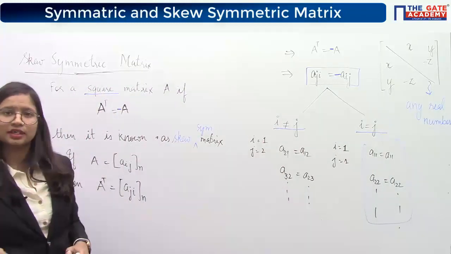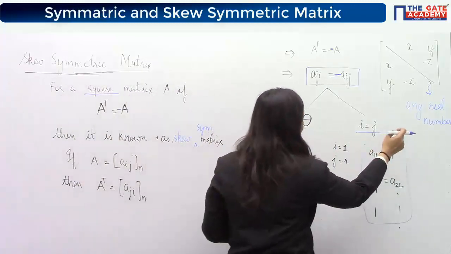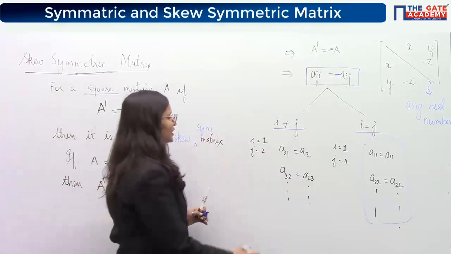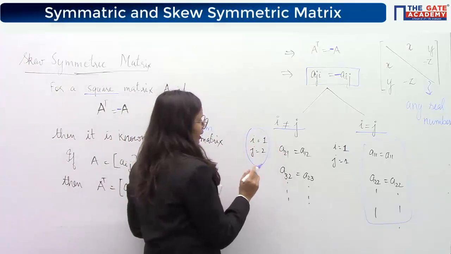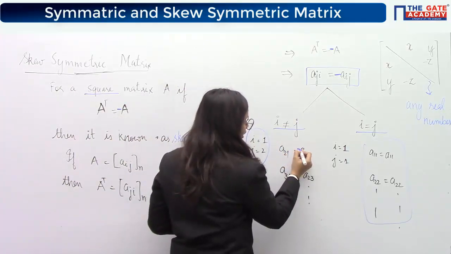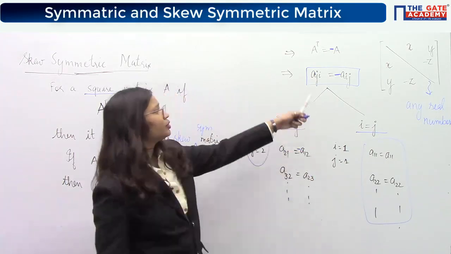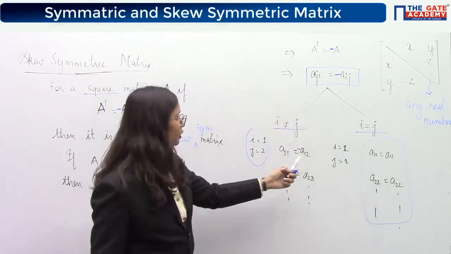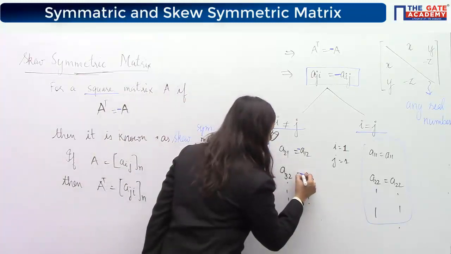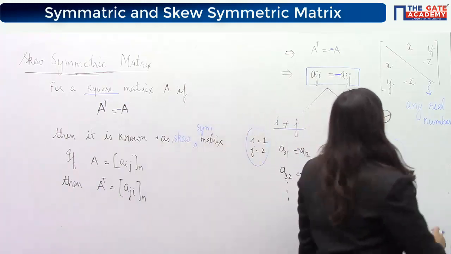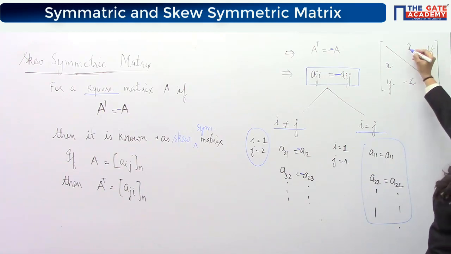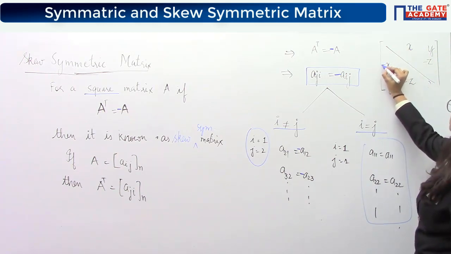Again, we have the two cases here, when i is not equal to j and when i is equal to j. Again let's consider the same, that i is equal to 1 and j is equal to 2. Then in this case, A21 will be equal to minus of A12 using this condition. Similarly, A32 will be equal to minus of A23. It means the change that will happen here is that if this is x, then this needs to be minus of x.